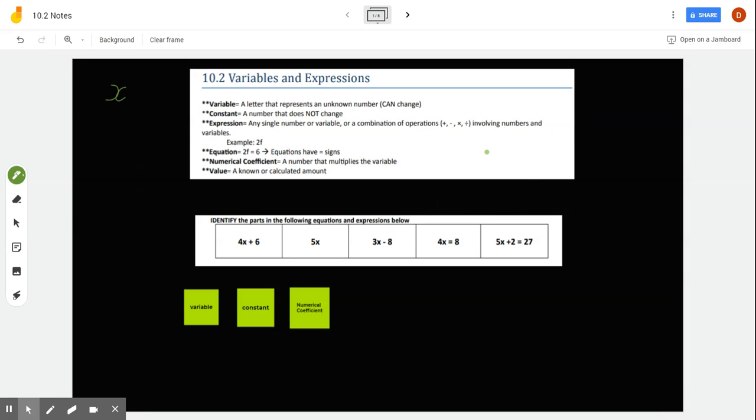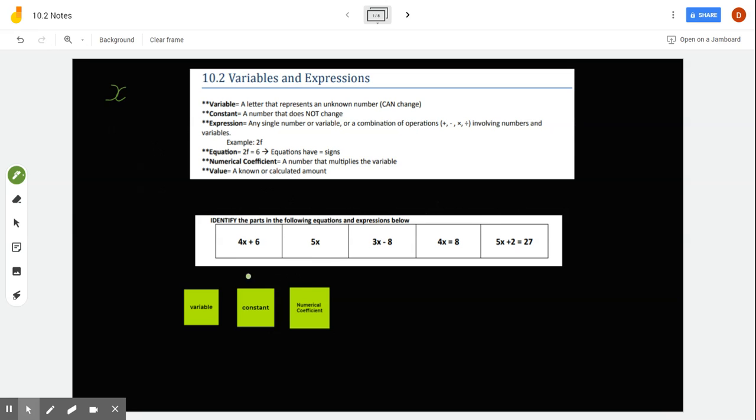All right, you might see add 6 or subtract 8. Those are constants and they will not change. The difference between an expression and an equation is that the equation has an equal sign. And numerical coefficient, remember, is that which multiplies the variable. So you might see a number right beside a letter, and what you can do to remember that is that they hold hands and they multiply.